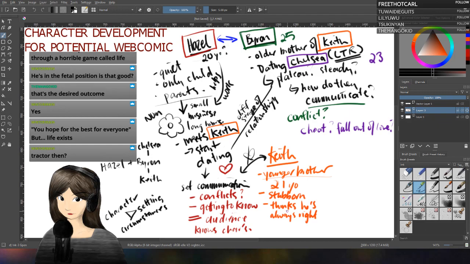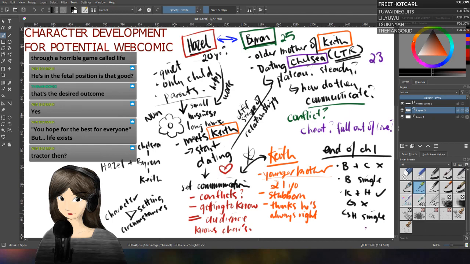So I think at the end of chapter 1, the events that will have occurred are that Byron and Chelsea are no longer. Byron is single. Keith and Hazel have gotten together, but they've subsequently broken up, so Hazel is single. And that's as far as I've gotten for the story, because I'm at the point of how do I get them back together, and how awkward is it going to be for Keith to still be around, and is it going to be like who's the better man between Byron and Keith?